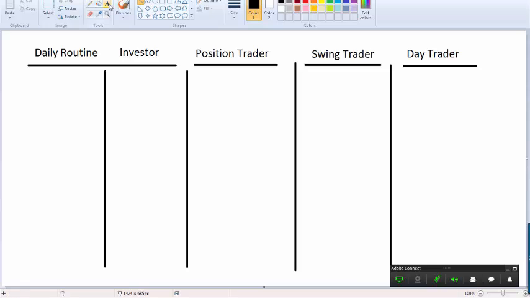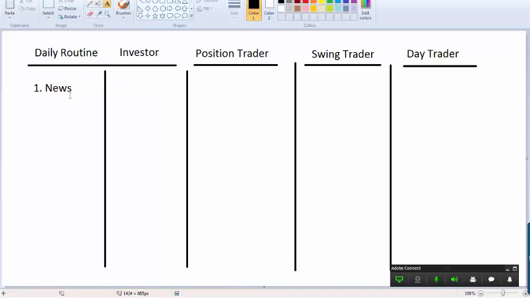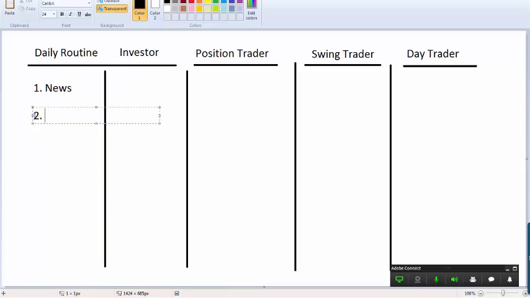So when it comes to daily routine, we have to first identify what steps we need to take. What steps do we need to take each and every day? And you could also make this a weekly routine or a monthly routine or whatever you want to call it. The first thing is gathering the news. Okay, and then conducting, number two, market analysis.